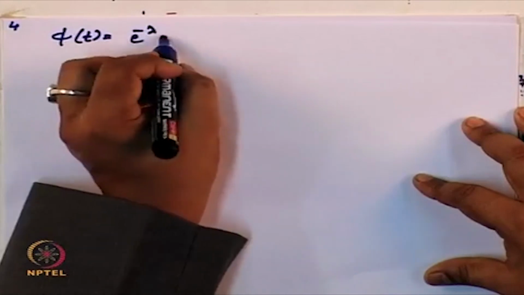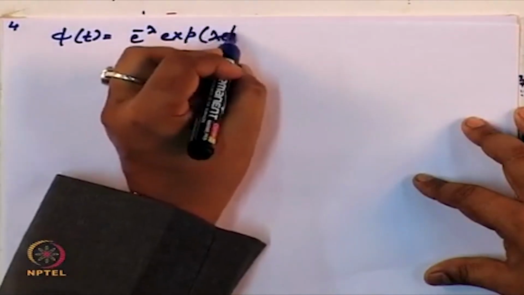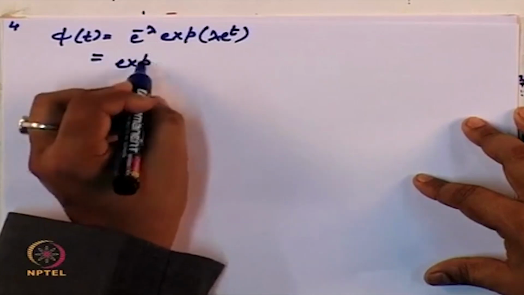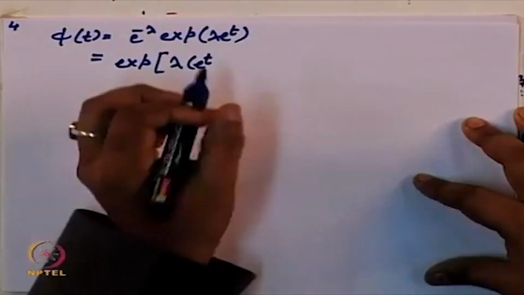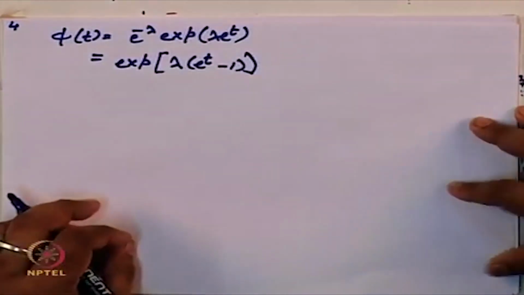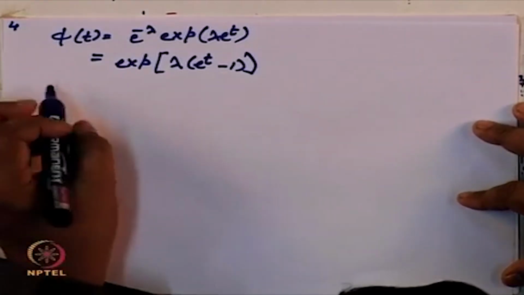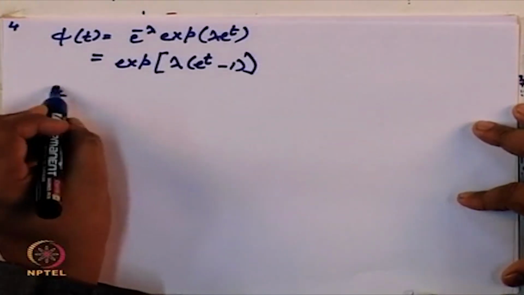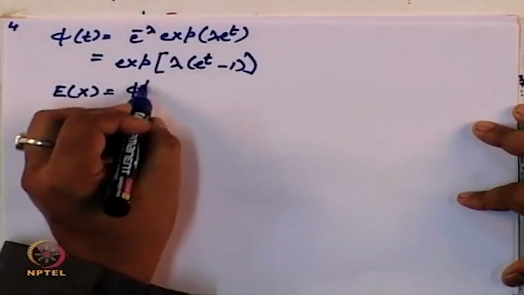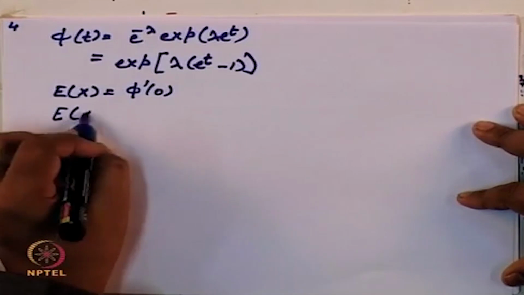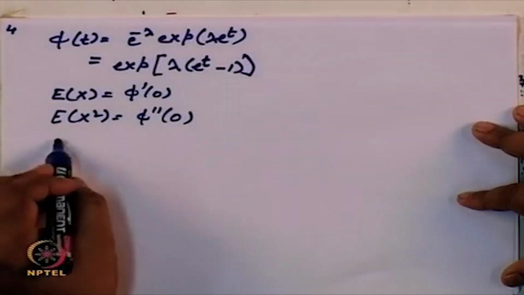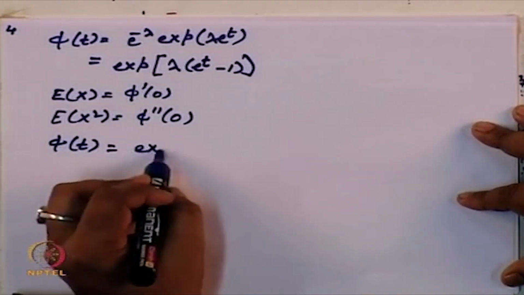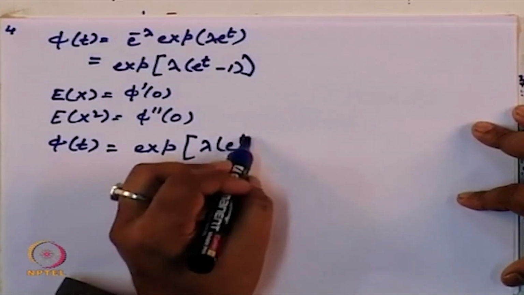So, phi of t once more is e to the power minus lambda exponential lambda e to the power t. This I can write as exponential of lambda into e to the power t minus 1. So, how do I calculate the expectation? I know that the expectation of x is equal to phi prime of 0 and the expectation of x square is equal to phi double prime of 0. Phi of t is given by exponential lambda e to the power t minus 1.